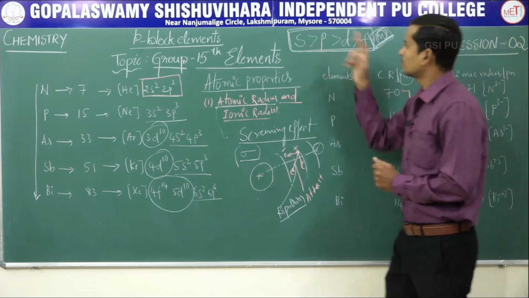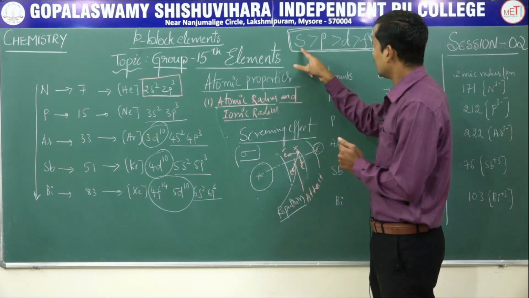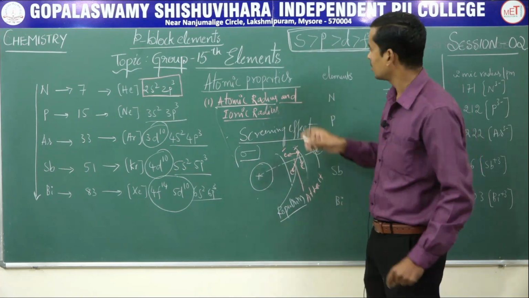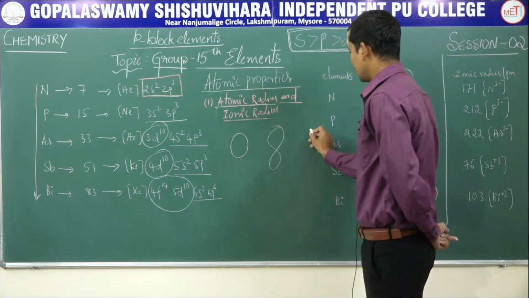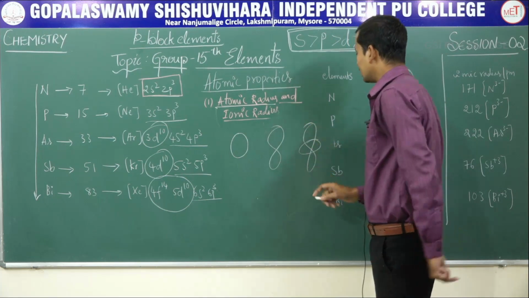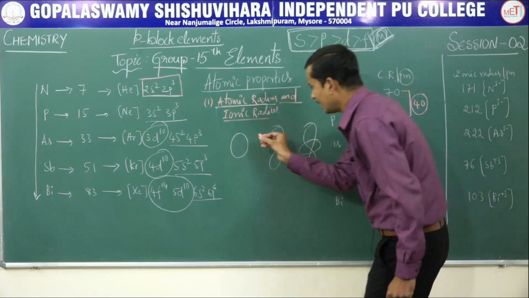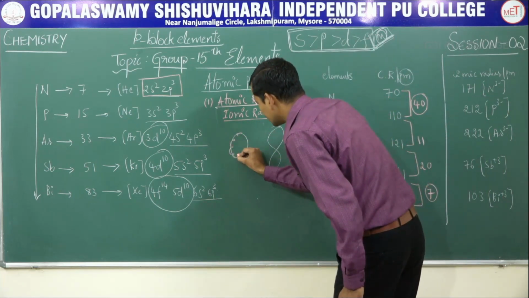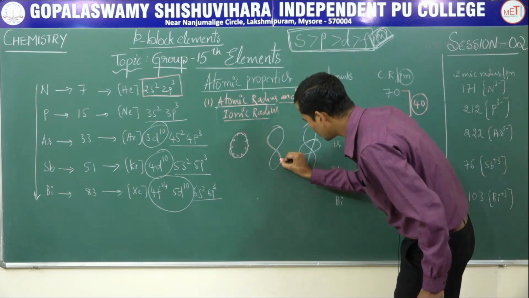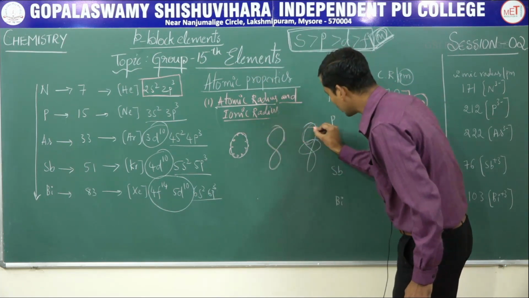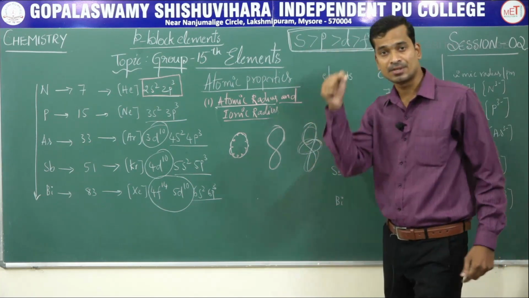Another important point you have to understand carefully. What is the shape of an s orbital? Spherical shape. Clear? P orbital, dumbbell shape. D orbital is a double dumbbell shape. The f orbital is complicated. Suppose the electrons revolving in a spherical shape, very easy. But p orbital is more difficult, and d orbital is very difficult. Hence, that is the reason for the more screening effect of electron present in s orbital.